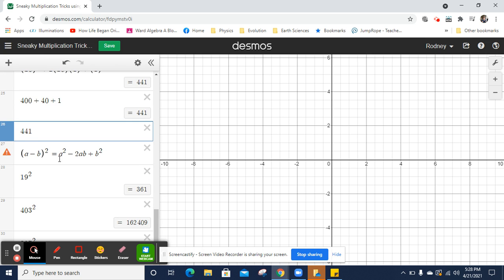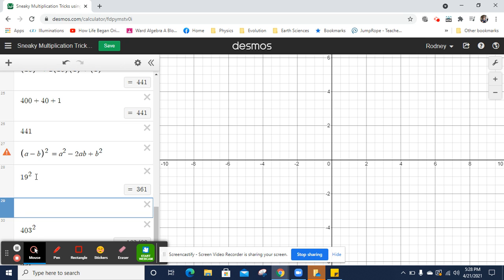Now, the other version of the perfect square, which is (a minus b) squared, the quantity a minus b squared, equals a squared minus 2ab plus b squared. We're going to do the same thing here. We're going to take that structure, and I've got 19 squared. Notice it's 1 less than 20. I can write that as (20 minus 1) squared, and I get 361 both times.